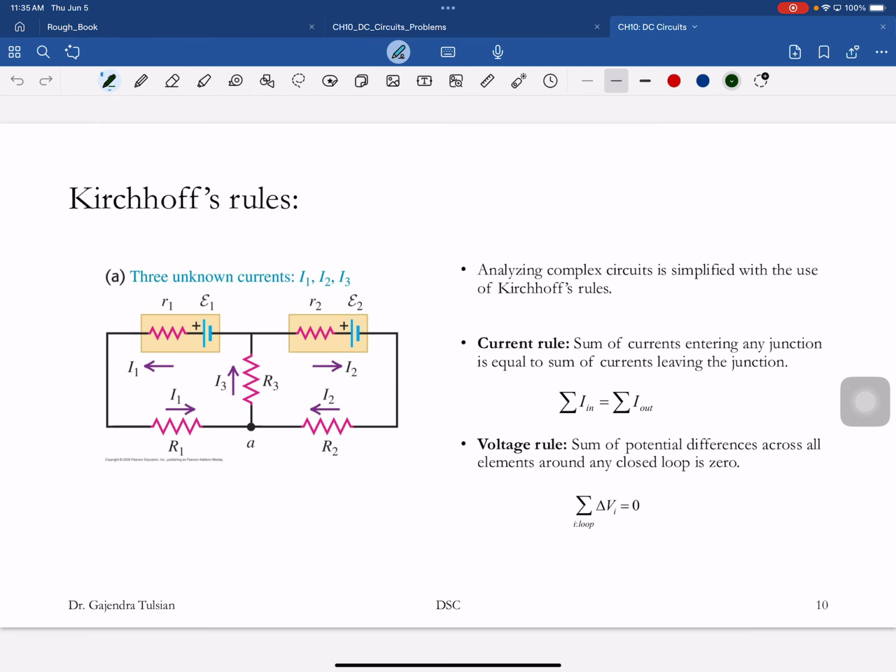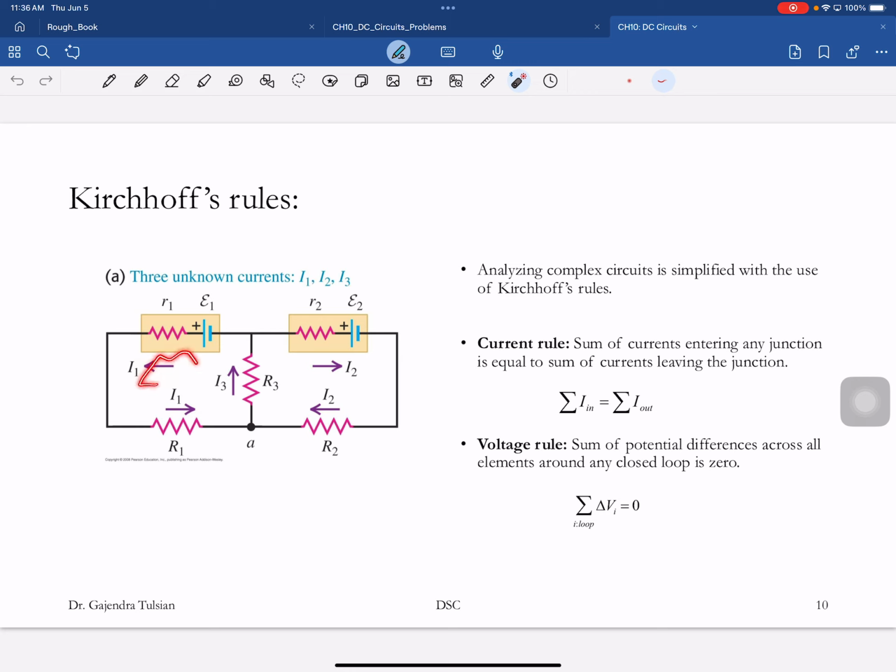Now, one of the main goals in this chapter is the following. You'll have circuits like this. They'll have multiple loops and multiple sources, okay? And you want to find the current in each device. So just with Ohm's law, you couldn't do that. If you can't solve a problem with the existing laws, what do you do? Make a new one. And these Kirchhoff's rules are two new rules to help you solve these circuits.